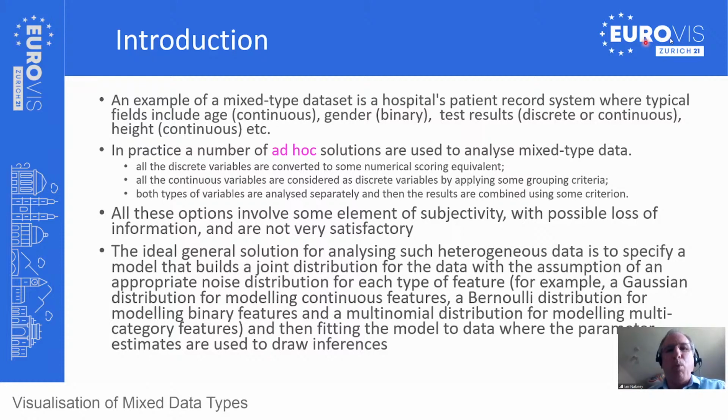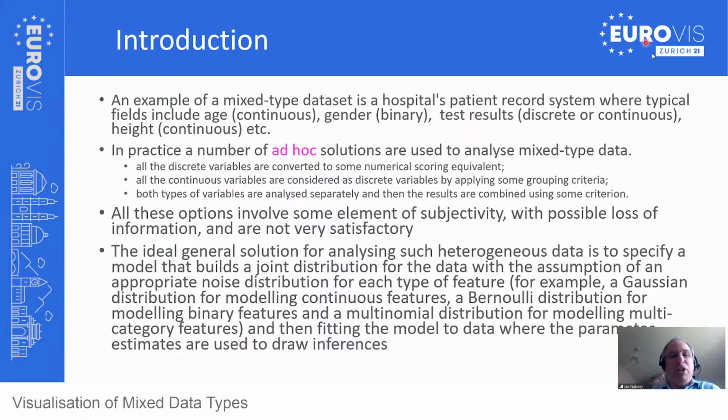So an example of a mixed type data set would be, for example, a hospital's patient record system, where the files will include variables such as age, which is continuous, gender, which is binary or indeed non-binary these days, test results, discrete or continuous, height, continuous, and so on. Another good example of this would be census data. So a lot of data sets which are about people tend to have quite a mixture of different sorts of attributes that we have to deal with all at the same time.